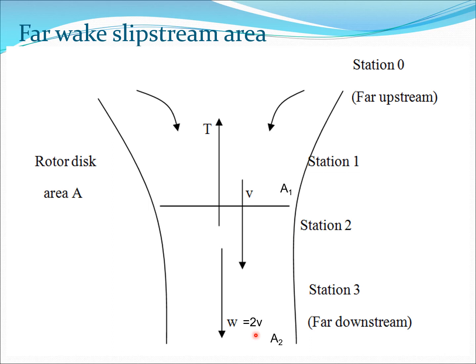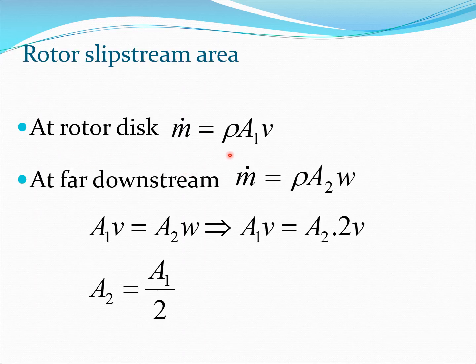Now the second thing we look at is what happens to this rotor slipstream itself. So here of course we know at the rotor disk the cross section is A1 and far downstream the cross section is A2. So we are going to try to figure out something about A1 and A2. Immediately we will realize that the mass flux is going to be the same because no mass is put in anywhere here, the same air is going through. So at the rotor disk m dot is rho A1 v, far downstream m dot is rho A2 W. So I can equate these two and I get A1 v is A2 W, which gives me A1 v is A2 into 2v. So here I make use of the fact that W equals 2v, and immediately I get A2 is A1 by 2.